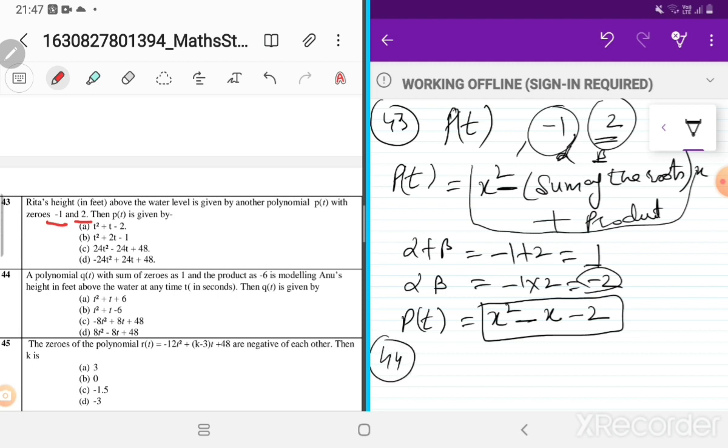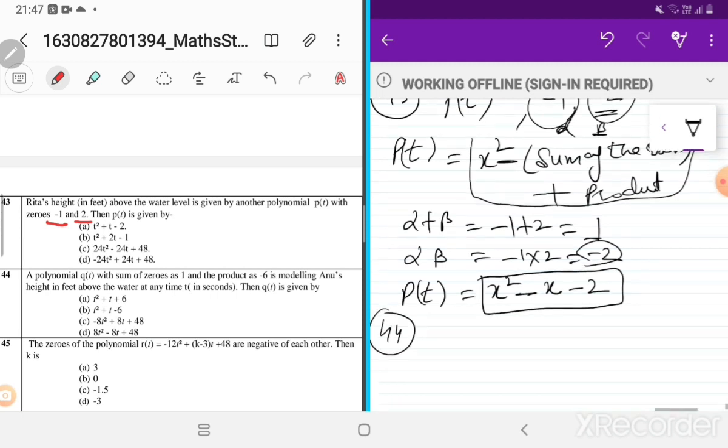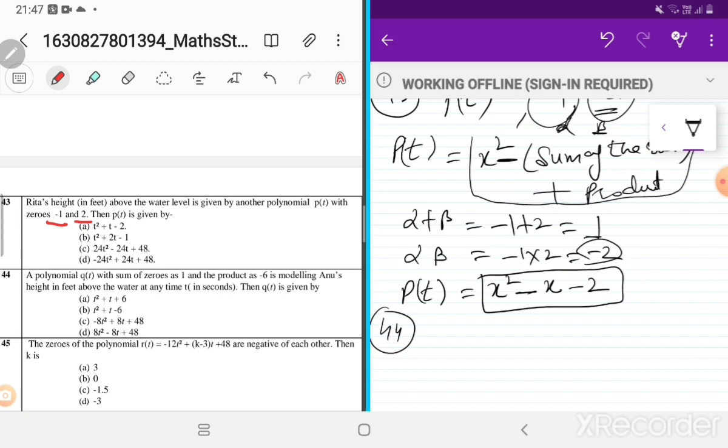No need to read the above case again and again. In the first two questions that is necessary, but in the remaining ones you can answer directly. Like in the 44th also, no need to read that again. A polynomial qt with sum of the zeros as 1. Now the sum of the zeros is given. In the above question, we had to find the sum and product; only zeros were given. But in this question, only the sum of the zeros is given.